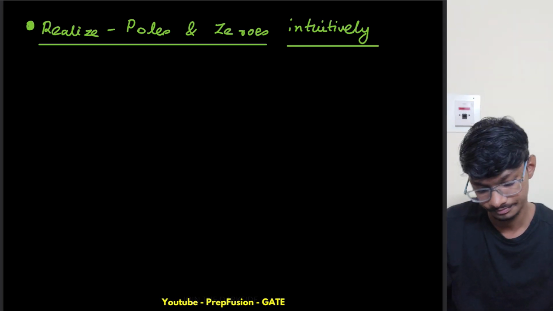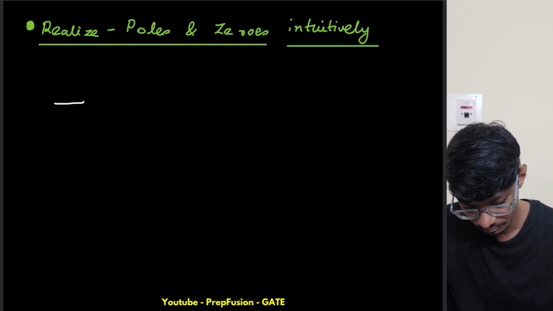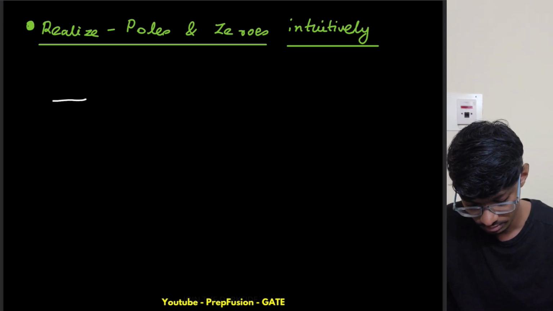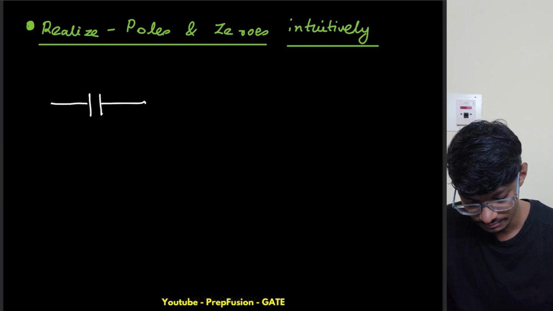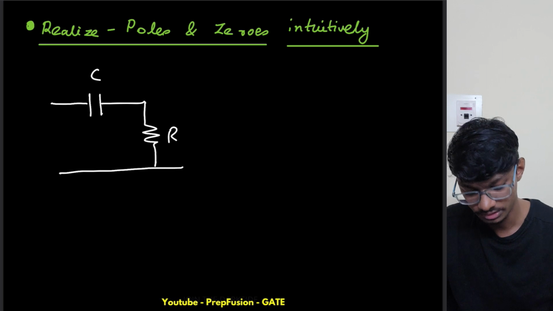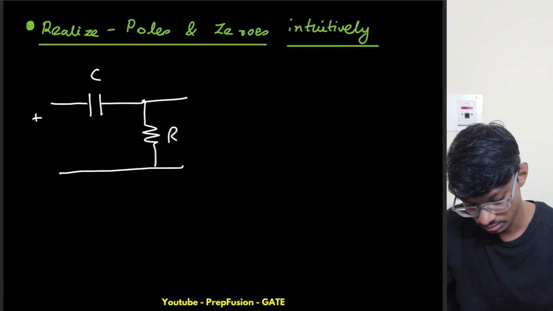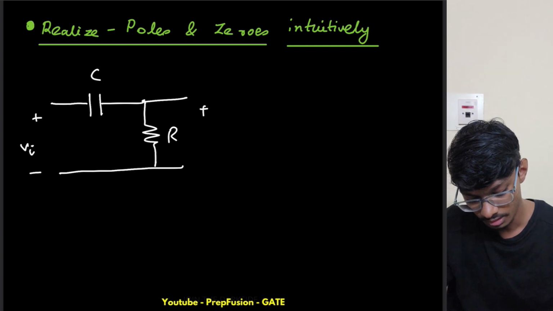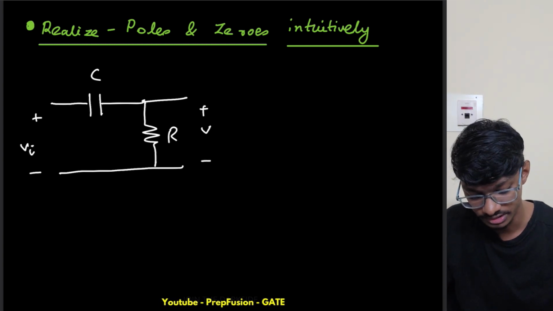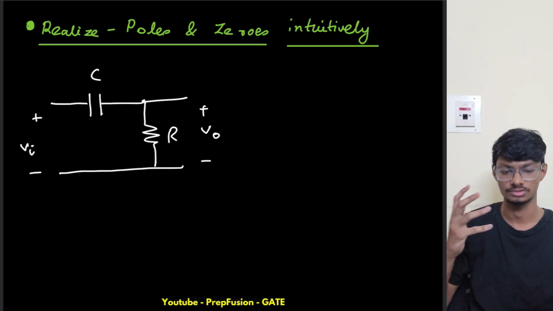Intuitive, right? So let's say we have one circuit, a CR circuit. We know this is a high pass filter. If you don't understand what a high pass filter is, don't worry. This is a high pass filter, and we have to find the poles and zeros of the voltage transfer function, Vo over Vi.